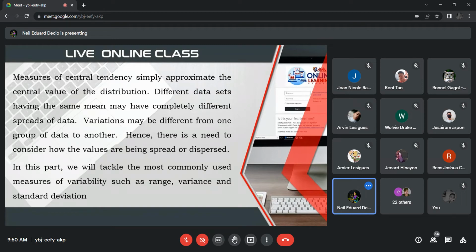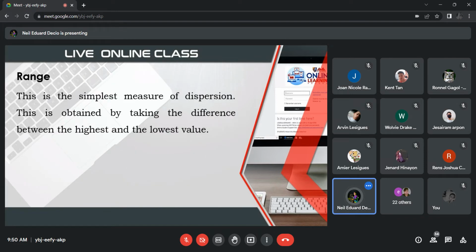So in this part, we will tackle the most commonly used measures of variability, such as the range, variance, and standard deviation. We'll try to solve for these three measures of dispersion for both grouped and ungrouped data. Okay, so let's start with the range.